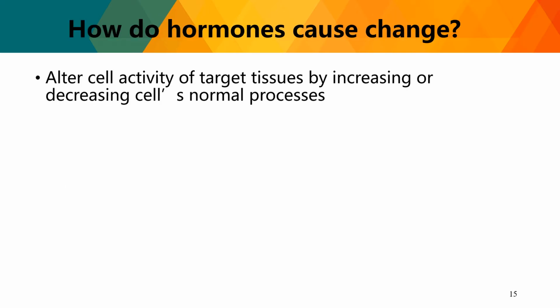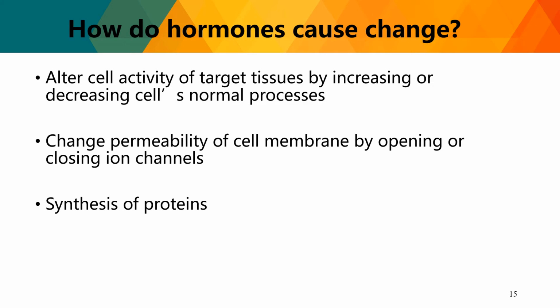So how do hormones cause change? When hormones are present, first, they can alter the cell activity of target tissues by increasing or decreasing the cell's normal processes. They can also cause a change in the permeability of the cell membrane by opening and closing the ion channels. Katulad ng mga dinidiscuss na natin noong nakaraan, kailangan si hormone or si neurotransmitter na present sa matrix ay laging compatible with your receptors. Okay? And then also, it causes changes when it comes to the synthesis of your proteins.